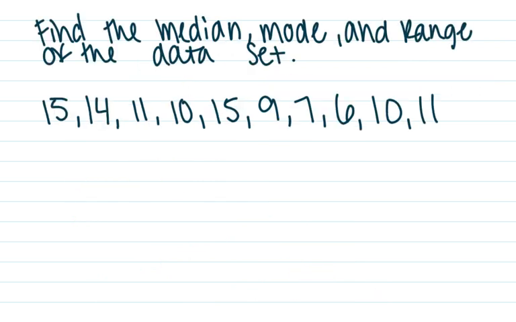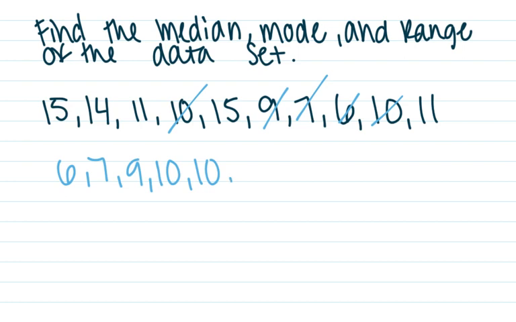So let's combine all this together. For this set of data, they want you to find the median, the mode, and the range. So again, in order to do that, the best course of action is to start off by putting these numbers in order from least to greatest. So I see a 6, 7, looks like 9. I have a 10. I have another 10. I have an 11. I have another 11. I have a 14, I have a 15, and I have another 15. Okay, so I think I got them all.